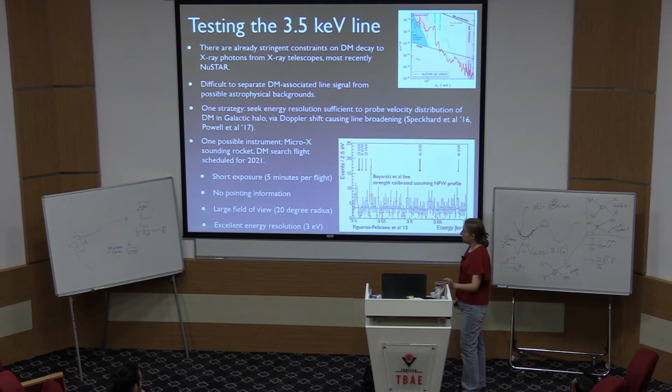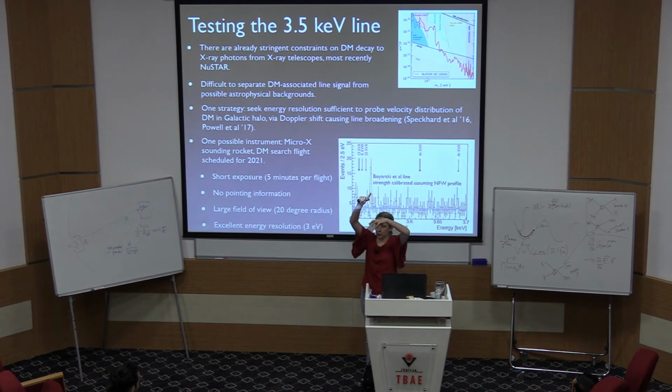So there are a couple of possible instruments scheduled for around 2021, which could get a handle on this. The one that I know more about is the Micro-X sounding rocket, which has a dark matter search flight that's scheduled for 2021. So this is basically, you put a very sensitive X-ray spectrometer on a rocket, it goes up, it flies for about 5 minutes, and then it comes back down. You retrieve your X-ray spectrometer, and then you do it again, hopefully.